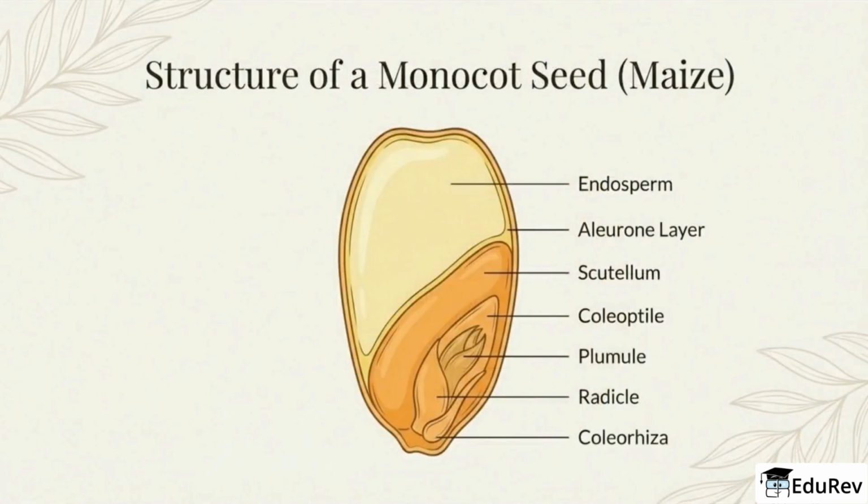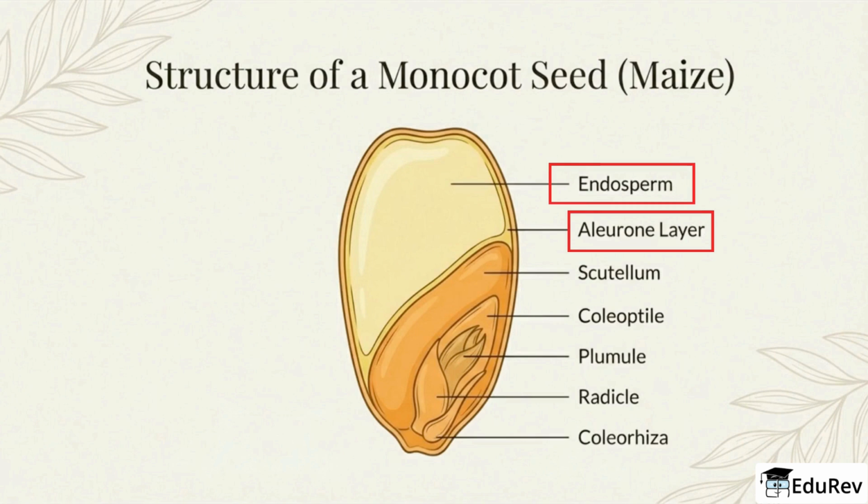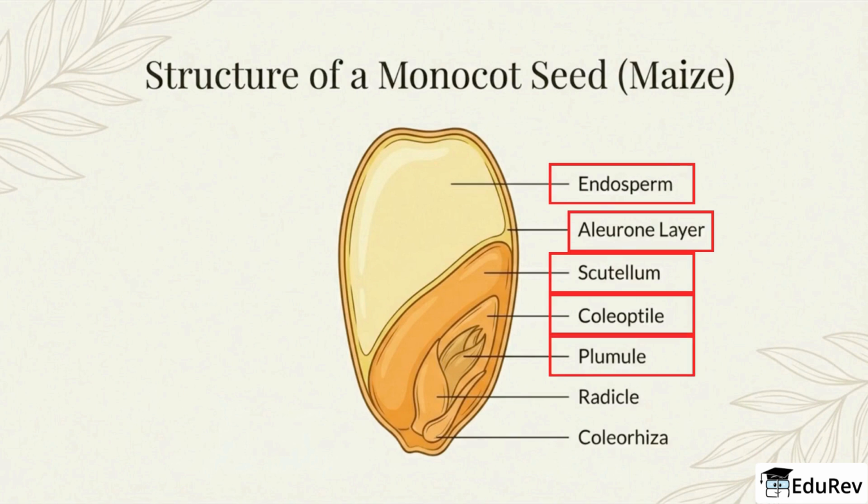In monocot seeds such as maize, the endosperm remains the main food reserve, surrounded by an aleurone layer that is rich in proteins. The single cotyledon, called the scutellum, absorbs nutrients from the endosperm to nourish the developing embryo. Protective sheaths include the coleoptile, which guards the plumule as it grows upward, and the coleorhiza, which protects the radicle as it emerges. This organization supports the distinct germination strategy of monocots.